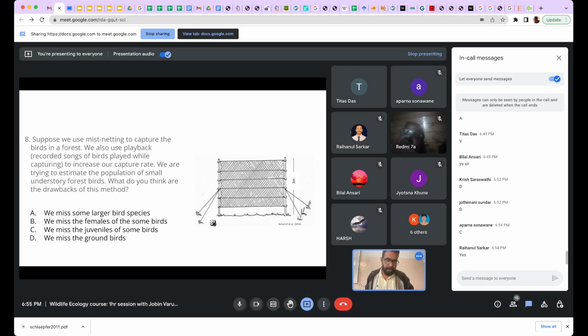If a male bird listens to another male bird singing, or to any song that could be a potential male bird, then there's a likelihood that the male bird comes out in the open to defend the territory, and not the female bird. Understood? So there is a chance that if we are using playback over here, then we catch mostly male birds and not the female birds. Are we clear why the answer is B and not A, C, or D?